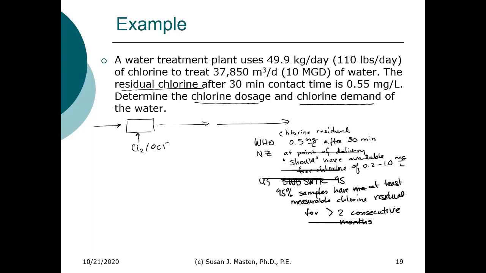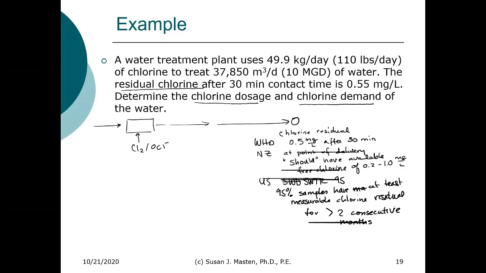So different regulations for different countries, but in essence, we're talking about the same thing. We're talking about ensuring at some home in the distribution system that we have, in the case of the US, a measurable chlorine residual. Some states actually do specify what that minimum chlorine residual has to be. But from a federal regulation, it is just measurable chlorine residual.